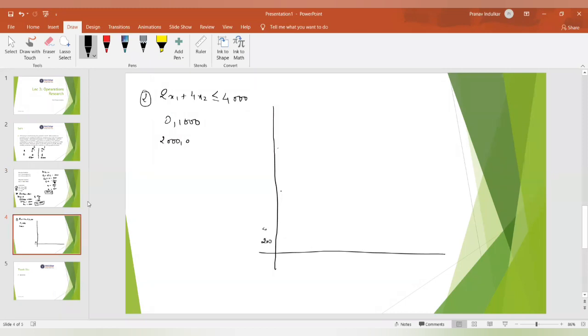200, 400, 600, 800, 1000, 1200, 1400, 1600, 1800, 2000. This is clear to all.